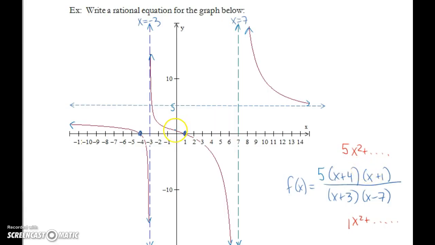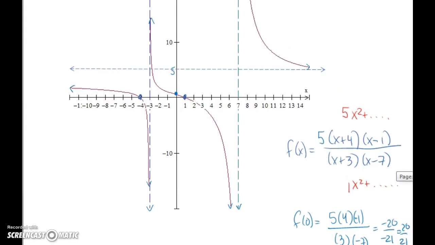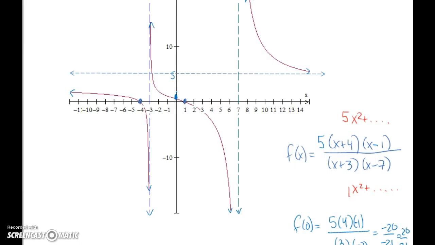You could look at the y-intercept and just verify that if you plugged in 0, let's do that, we get something in that region. So this is 5 times 4 times 1 over 3 times, I think I made a mistake. It should be x minus 1 here. So this is negative 1 over 3 times negative 7, which is negative 20 over negative 21, which is 20 over 21, which is almost 1, which is approximately where that y-intercept appears to be. So our y-intercept is confirmed as well, and this is the equation for our function.